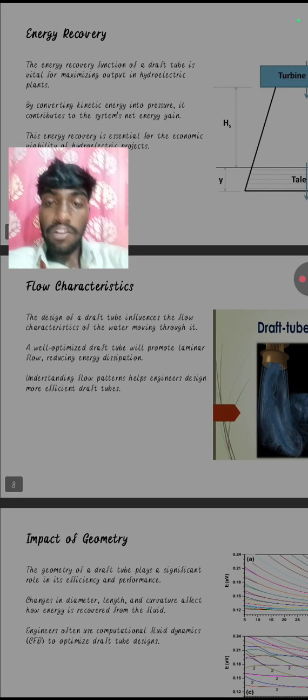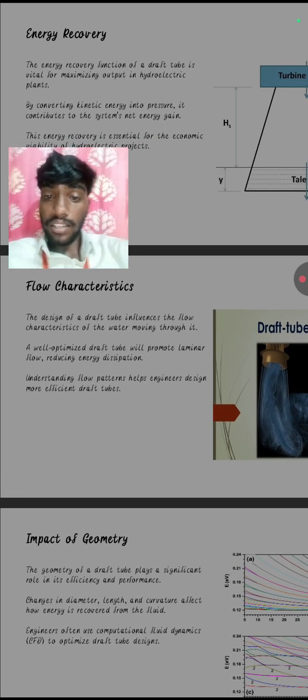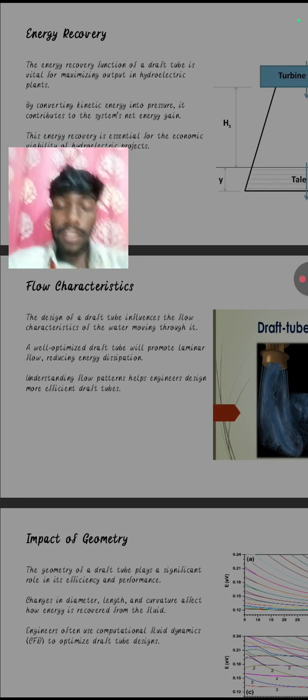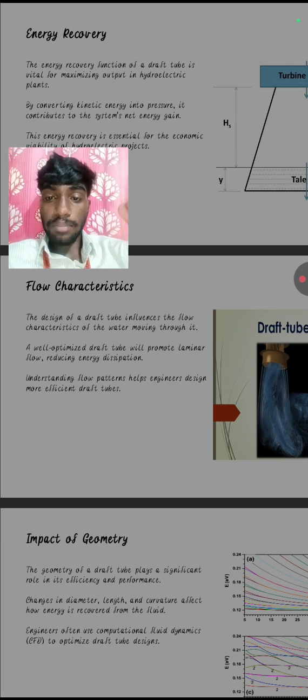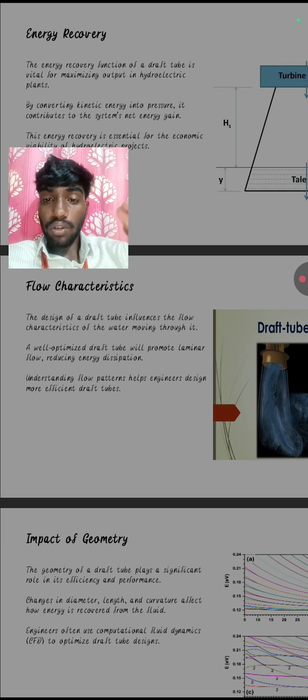The design of a draft tube influences the flow characteristics of the water moving through it. A well-optimized draft tube will promote laminar flow, reducing energy dissipation. Understanding flow patterns helps engineers design more efficient draft tubes.